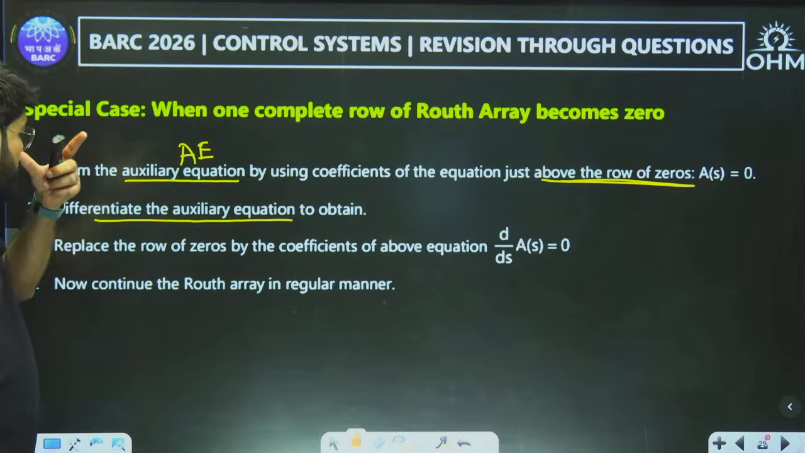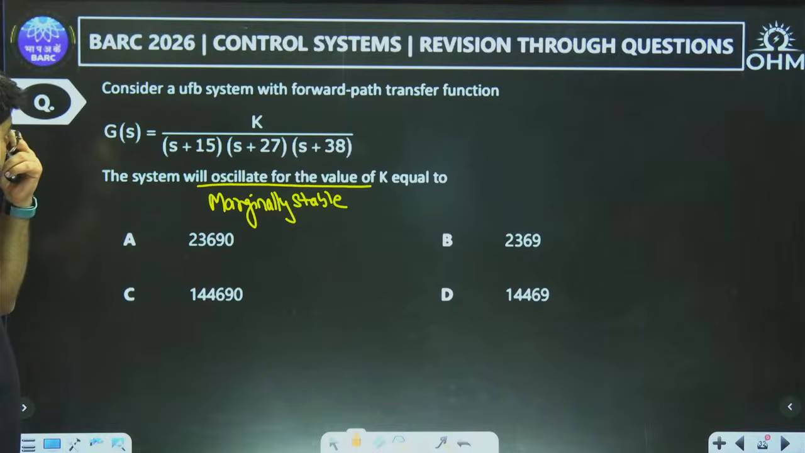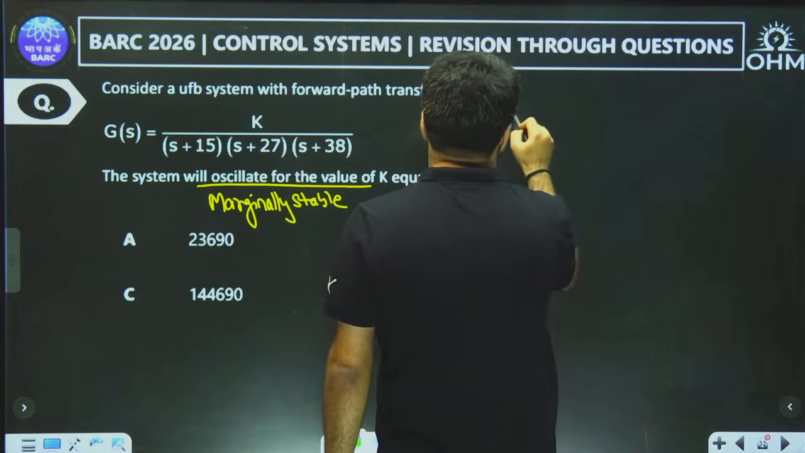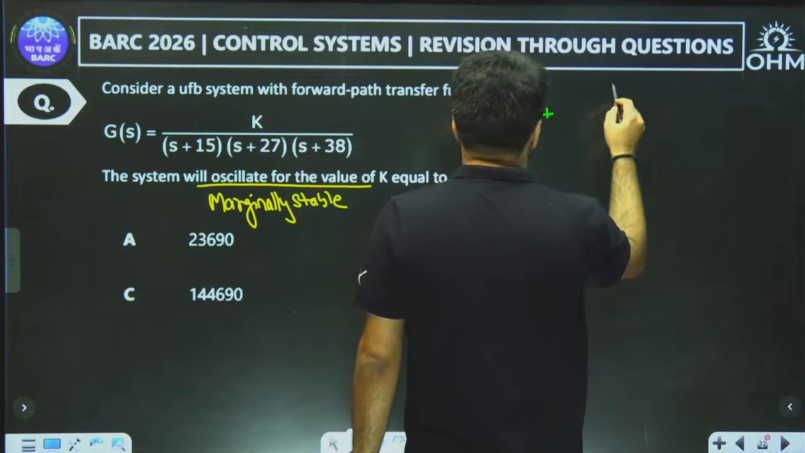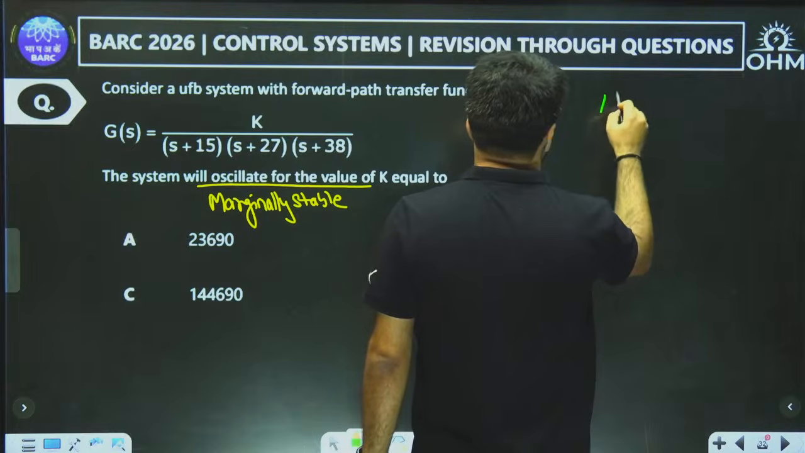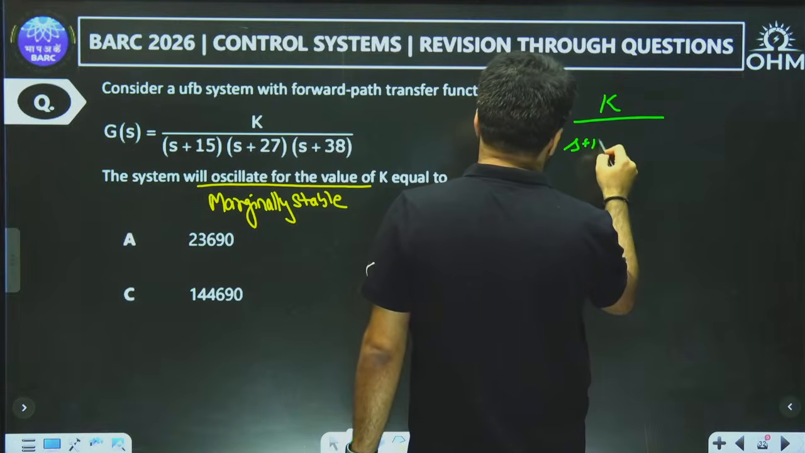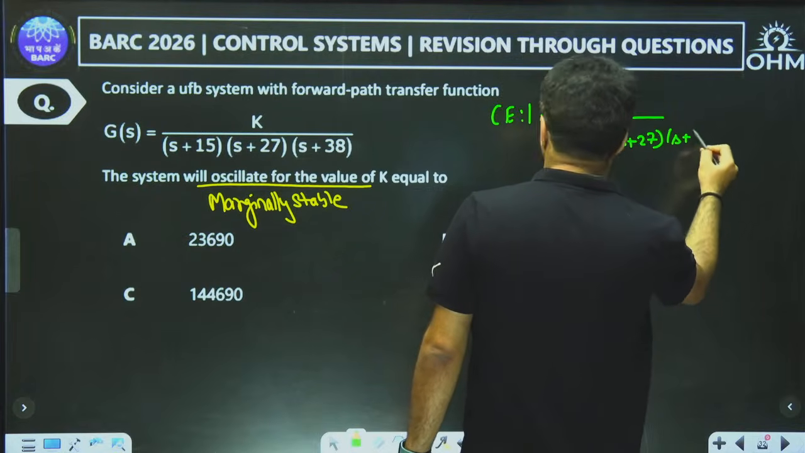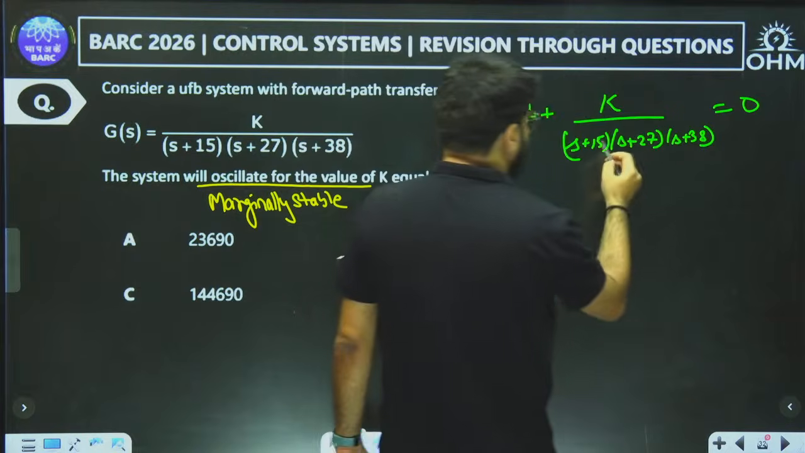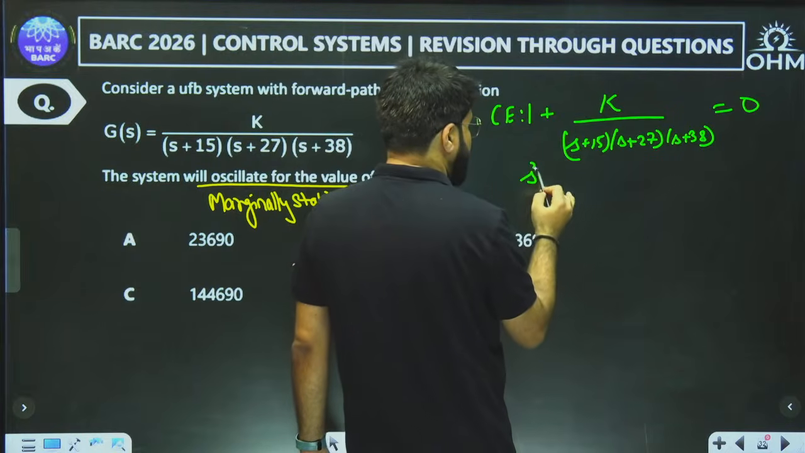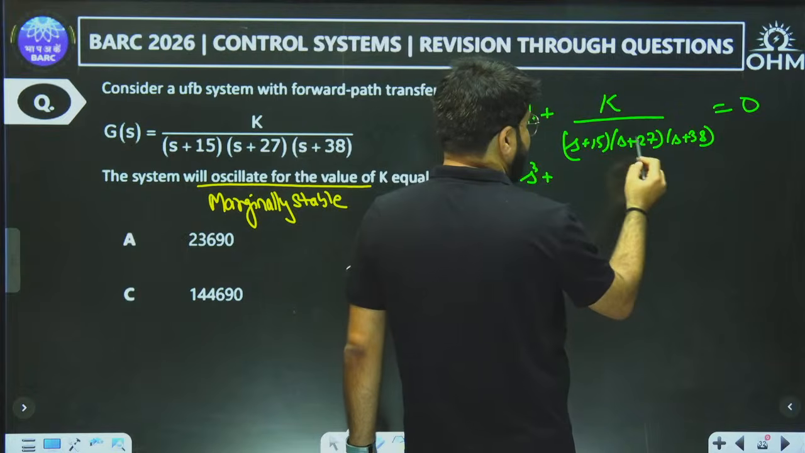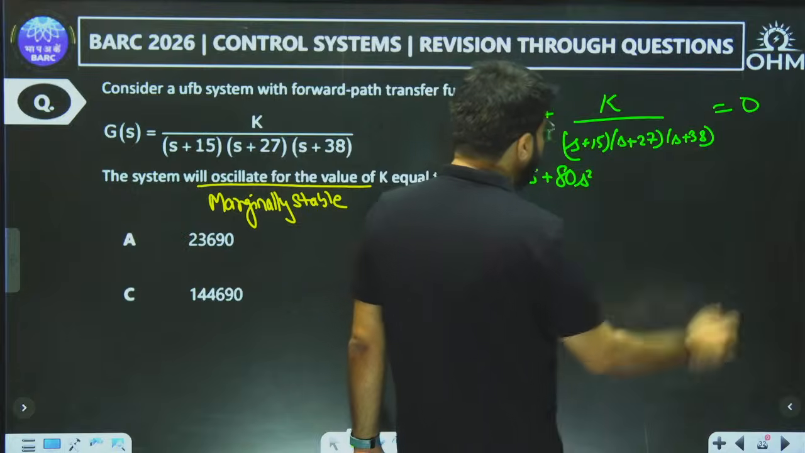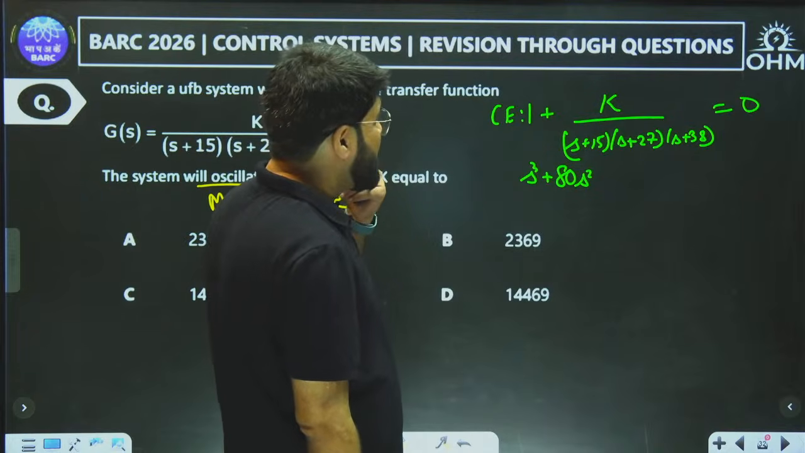So I was onto the next question, going back there. The system will oscillate, means marginally stable. First of all, what is the characteristic equation? 1 plus G(s)H(s), unity feedback is there. 1 plus G(s), that is K by (s plus 15)(s plus 27)(s plus 38) equal to 0. When you solve it, s cube will come, plus 15 and 27 is 42, 42 plus 38 is 80, s square.